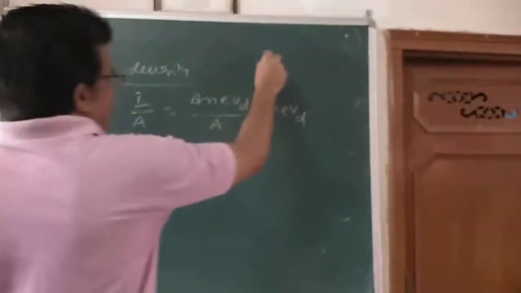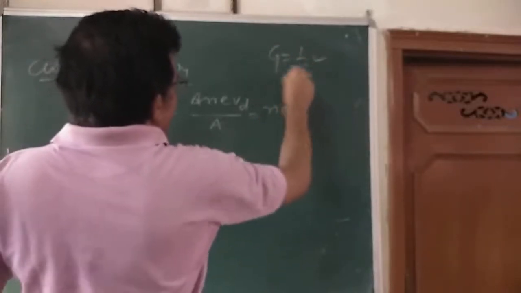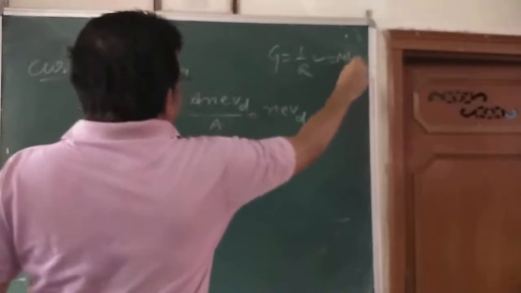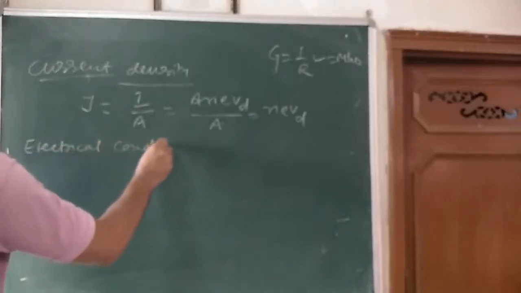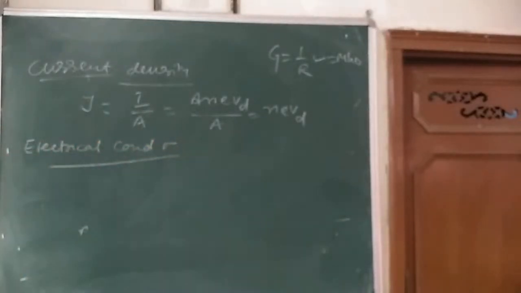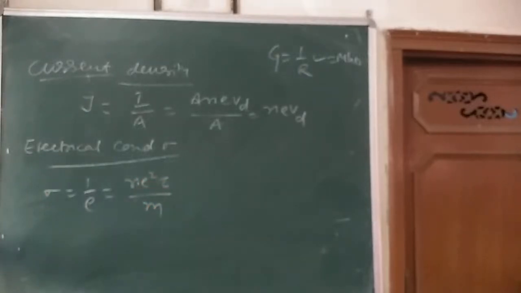Similarly, the inverse of resistance is called conductance. Its unit is the inverse of ohm, that is mho. So dear children, I want to explain here what is electrical conductivity. Electrical conductivity, that is sigma, is the inverse of the resistivity. So I can say sigma is equal to 1 by rho. I know the formula of rho, that is m upon n e square tau, which we derived above. So this is equal to this one.